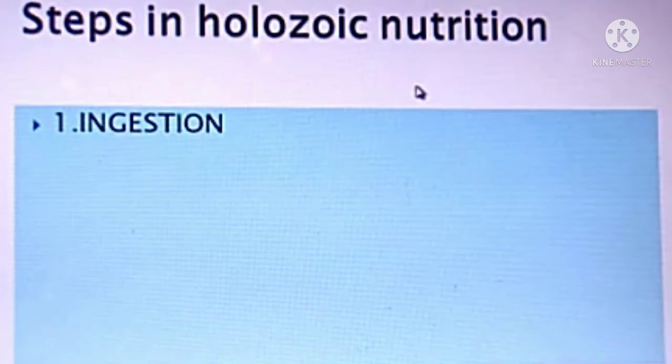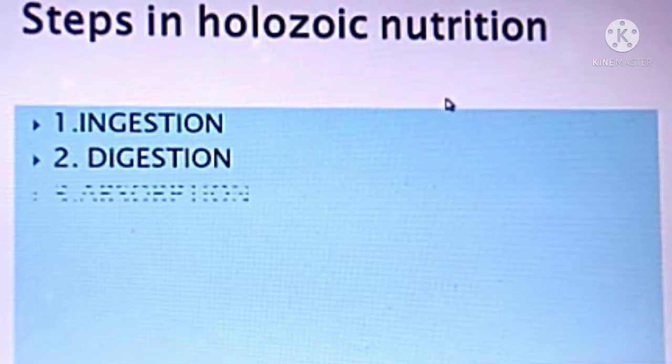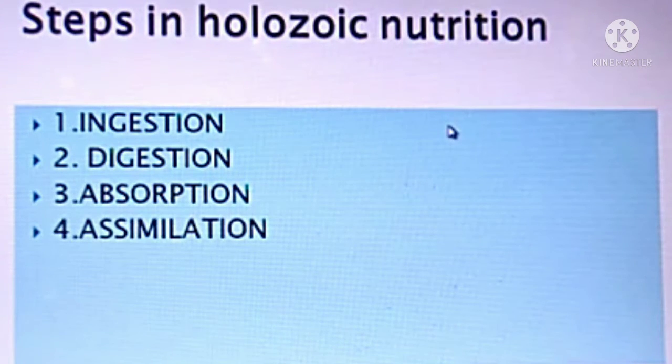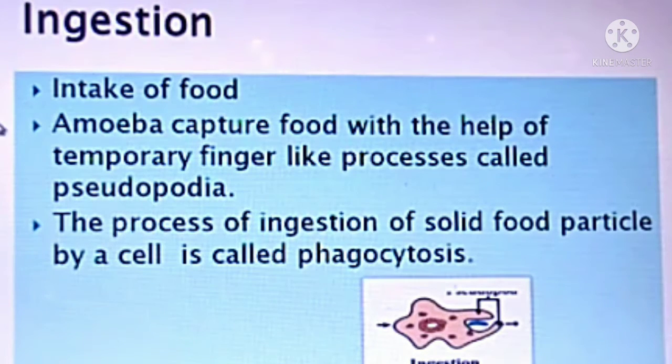So what are the different steps of holozoic nutrition? The first one is ingestion, and then digestion, absorption, assimilation and ejection. So first we will study in detail about ingestion. What do you mean by ingestion? Intake of food. Amoeba captures food with the help of a temporary finger-like process called pseudopodia. Pseudopodia means the extension of the cell membrane.